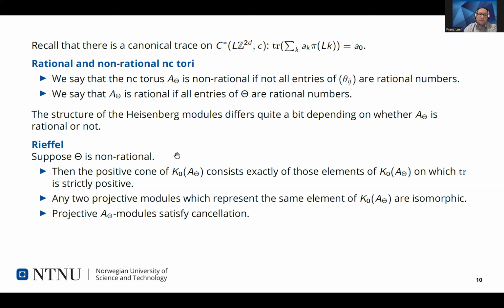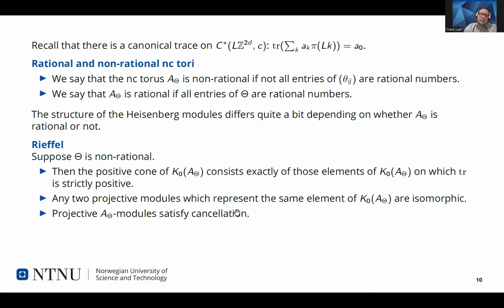And the key thing is that the non-rational case behaves much better. It's much better behaved than the rational case, and also much better understood. So, for example, thanks to Rieffel, we know that the positive cone of K0 consists exactly of those elements on which the trace is strictly positive. And that if two projective modules represent the same element in K0, then they are isomorphic, which is equivalent to saying that these projective modules satisfy cancellation.